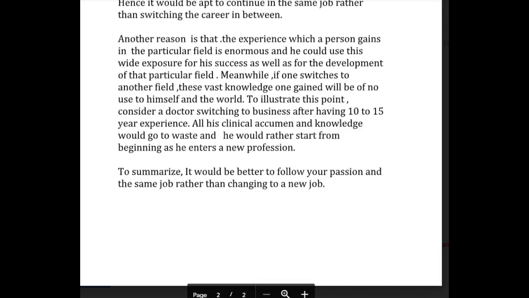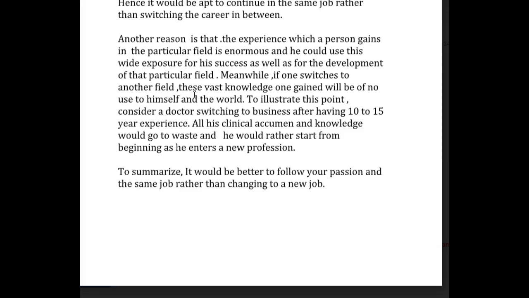Okay, well, if that's what you mean, then please say it, and then you don't need a full stop here, obviously. So another reason for staying in the same job is that the experience which a person gains in the particular field is enormous, and he could use this wide exposure for his success as well as for the development of that particular field. Meanwhile, if one switches to another field, this vast knowledge, because knowledge is uncountable, this vast knowledge one gained will be of no use to himself in the world.